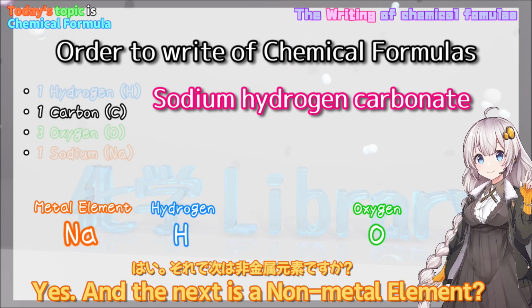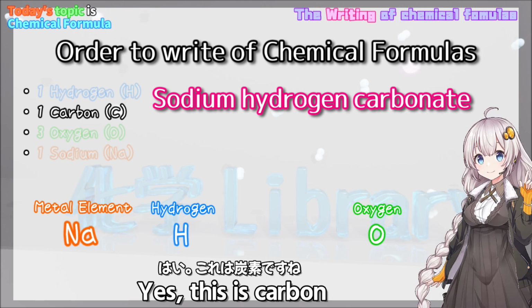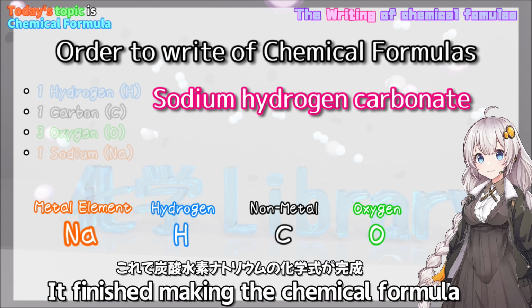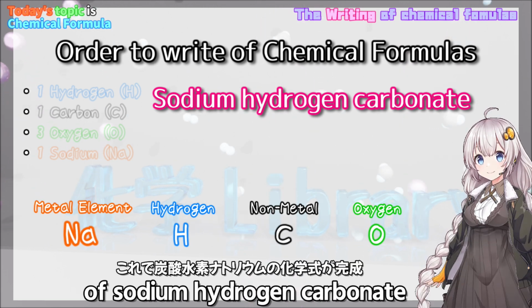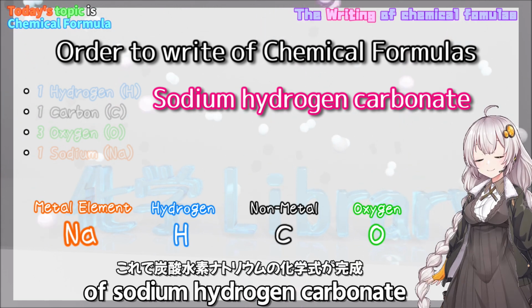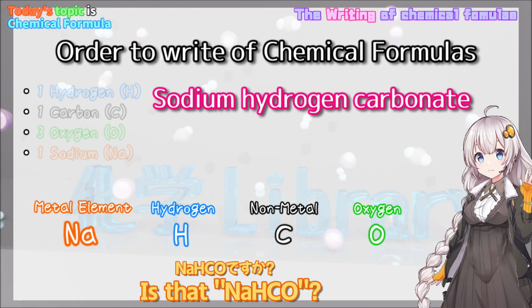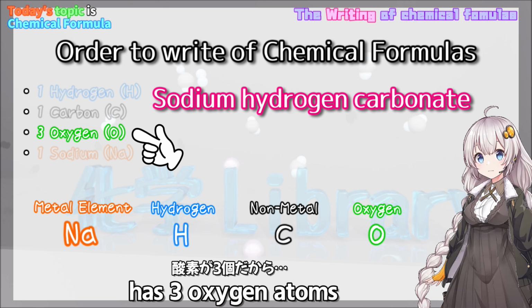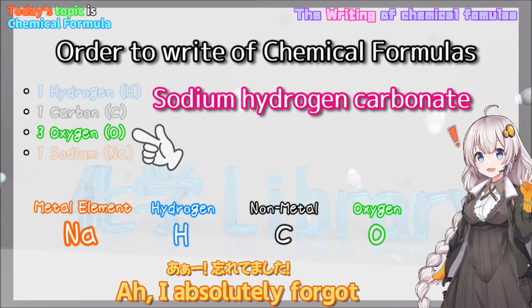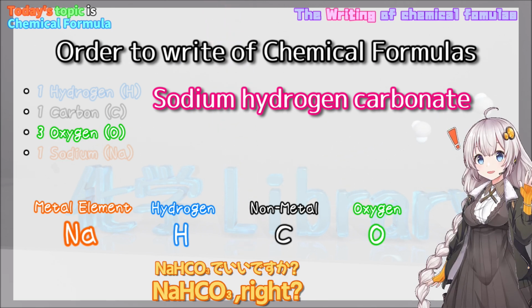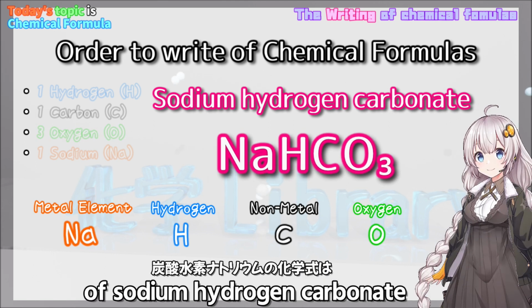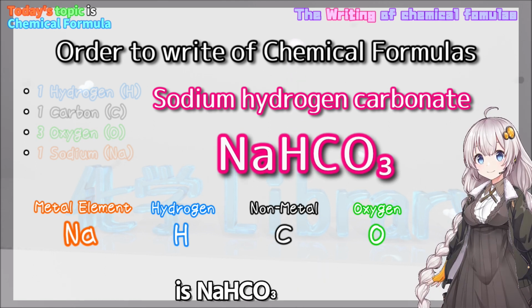Yes. And the next is a non-metal element? Yes, this is carbon. Finally, we put carbon after hydrogen. It finished making the chemical formula of sodium hydrogen carbonate. Is that NaHCO? Please remember this set of chemical substance has 3 oxygen atoms. Ah, I absolutely forgot. NaHCO3, right? That's it. The chemical formula of sodium hydrogen carbonate is NaHCO3.